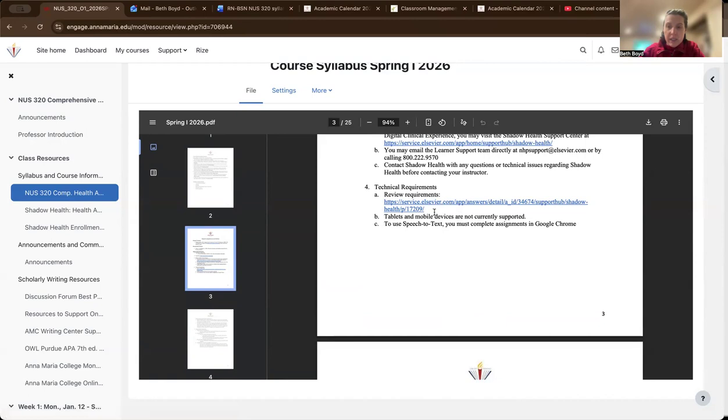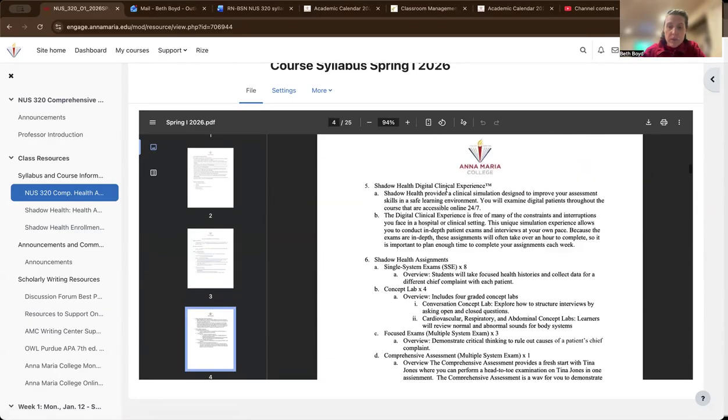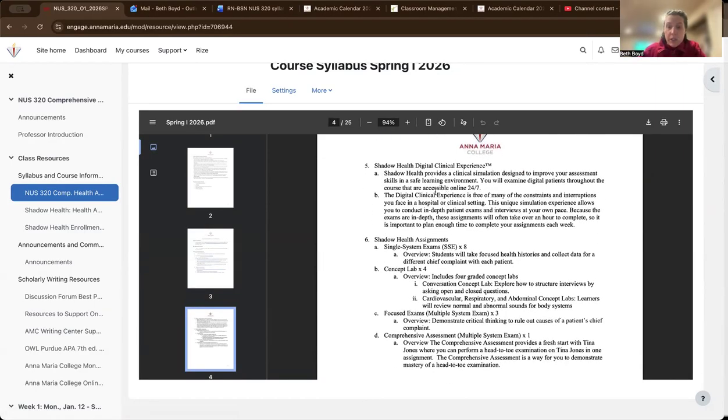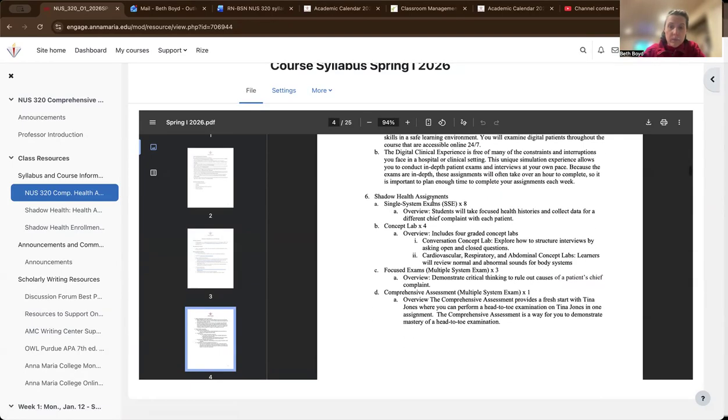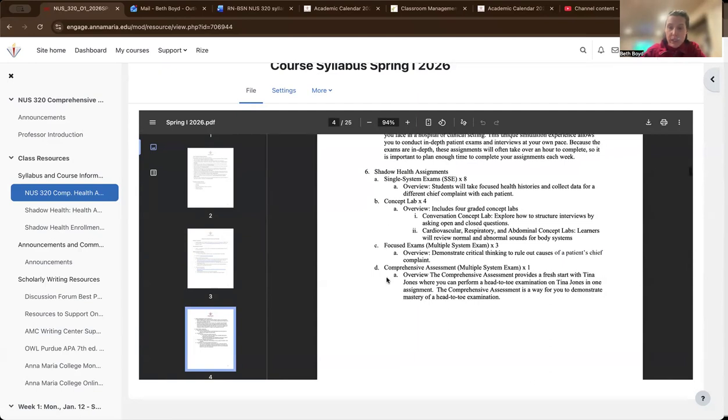And here are the technical requirements. Here is help if you need support for Shadow Health. There is an email and a phone number there that you can contact. Your Shadow Health digital clinical experience, you can access 24/7, so you can do it any time of the day or night. You're going to have 8 single system focused exams, 4 concept labs, and then 3 multi-system exams, and then 1 comprehensive exam.